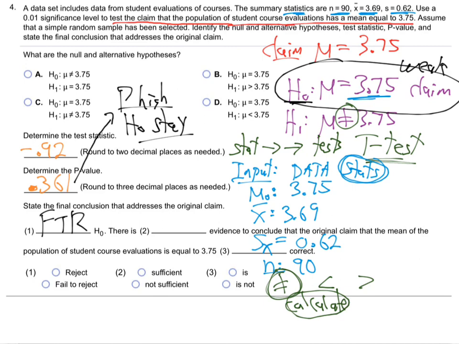Oh, right, yeah, so it's weak evidence. So there's insufficient, not sufficient. So there's weak evidence, there's not sufficient evidence to conclude that the original claim is not correct. Not sufficient evidence. I know, that's so confusing, huh? It's a double negative. Is that confusing?